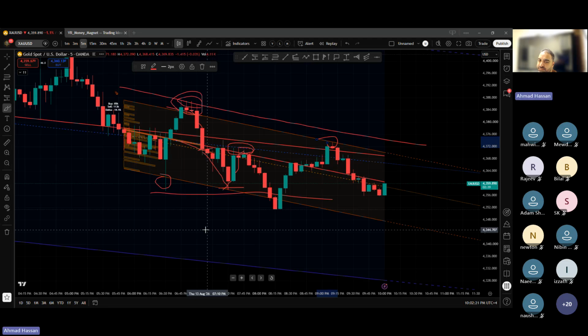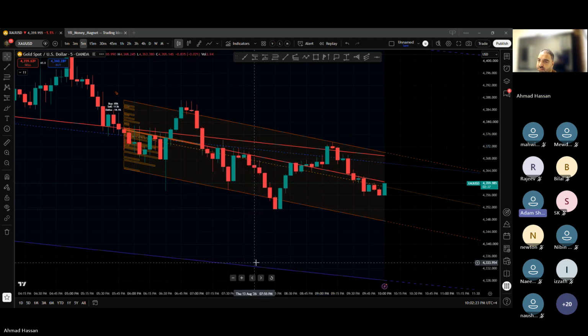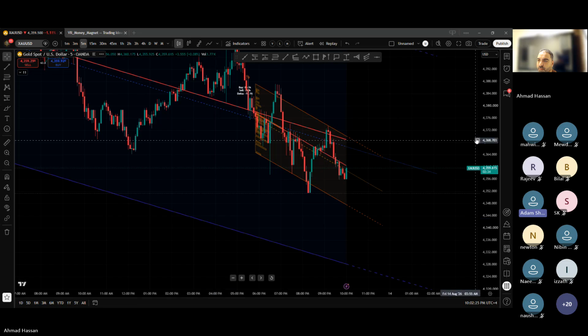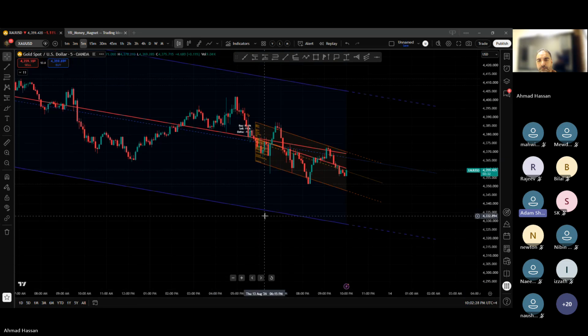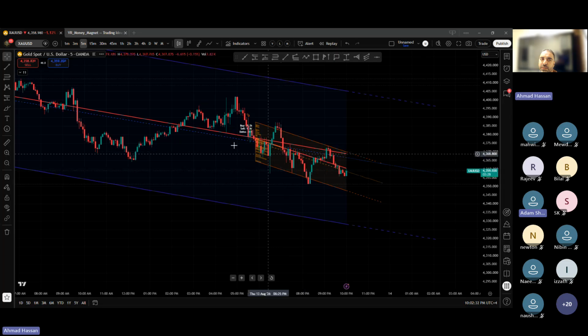Am I correct? Sir, the question is, if the candle breaks the lines, can you take an entry? I'd wait for confirmation, wait for a candle to close. What is the confirmation? Let me ask you all, what is the confirmation whenever the market reaches to supply and demand? What is the confirmation?